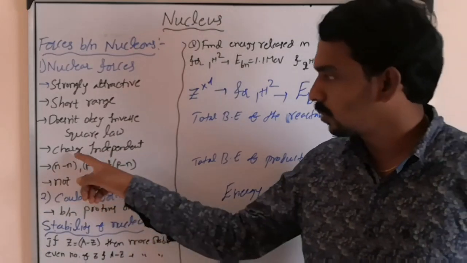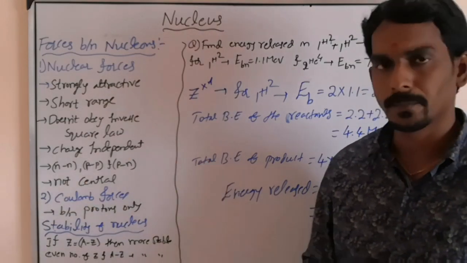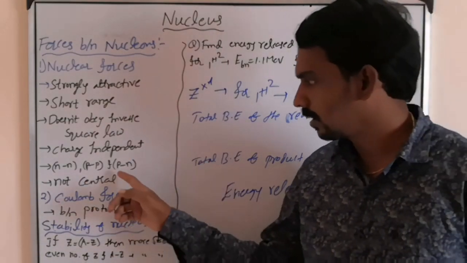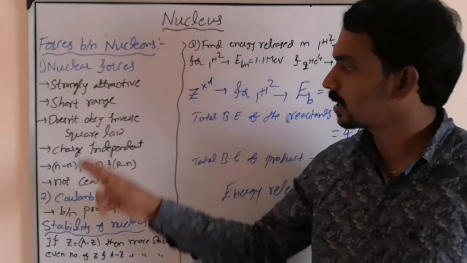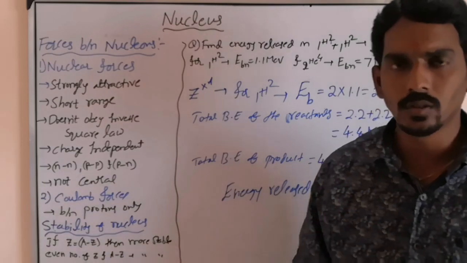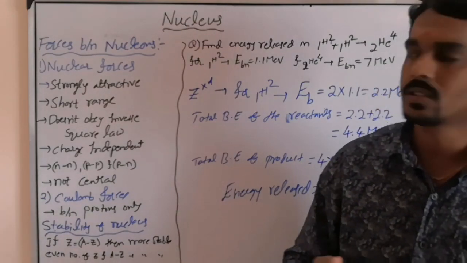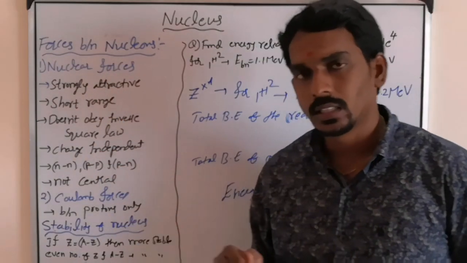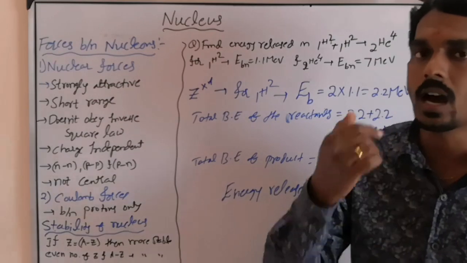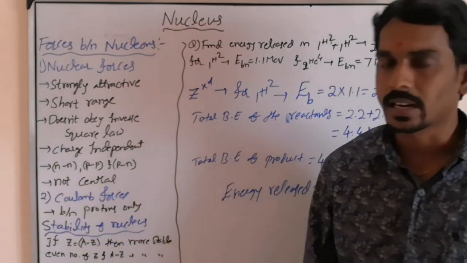Now, the fourth one, charge independent. As I told you already, there is no charge on a neutron. Still, these forces exist between neutron and neutron. So that means charge is not the cause for these forces. That's why we say the nuclear forces are charge independent and not central.